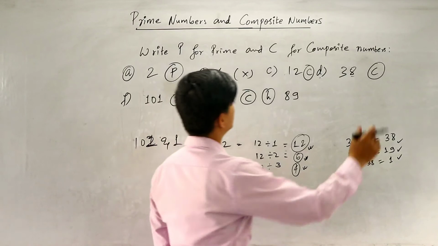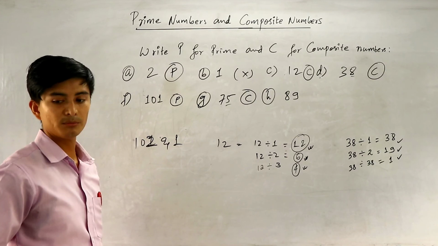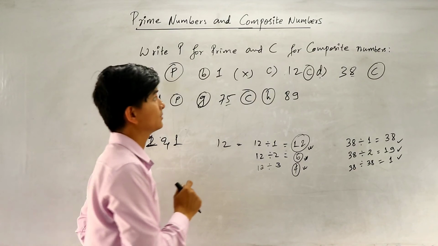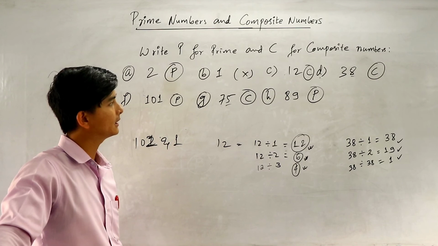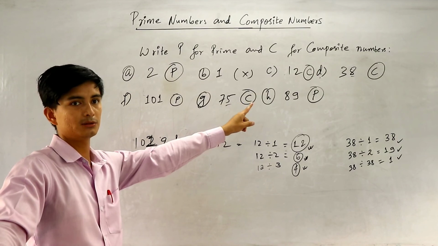Now let's look here, 89. Which number divides it? It is not divisible by any number except 1 and 89. So that's why it is also a prime number, right? 89, no other number divides it; it is divisible only by 89 and 1. Which means that it has only 2 factors, that is 1 and the number itself. That's why it is a prime number.